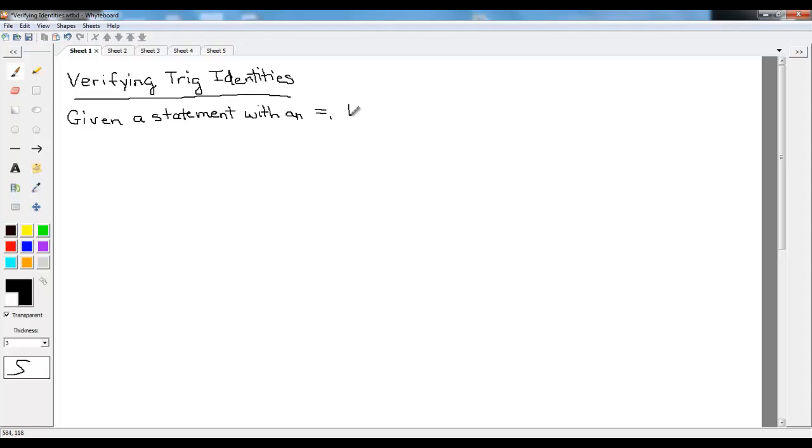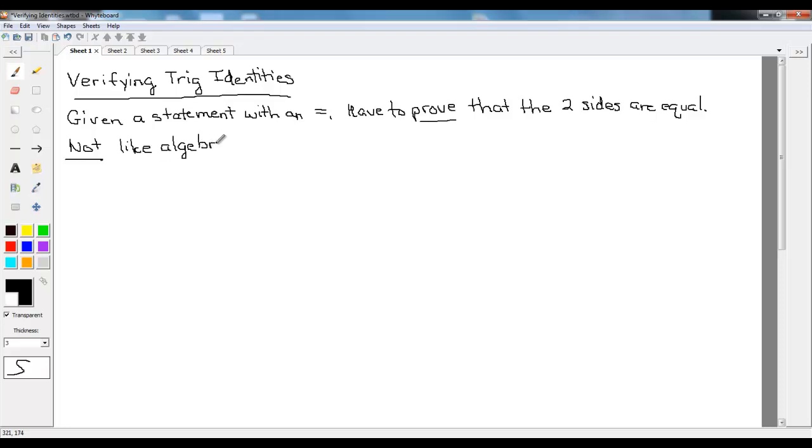Then from that, you have to prove that the two sides are equal. So you can't assume that they're equal. This is different than algebra equations, not like algebra equations, where you assume equality and solve.